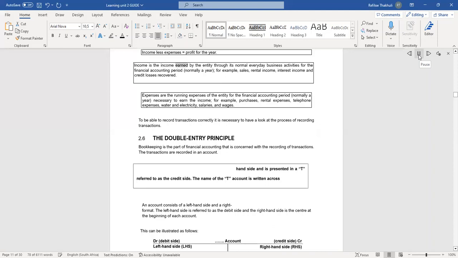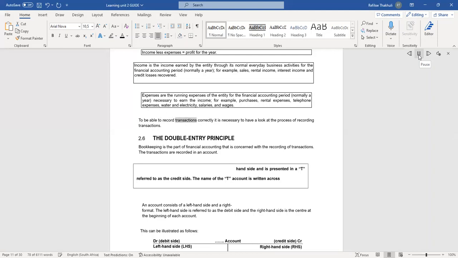Income is the income earned by the entity through its normal everyday business activities for the financial accounting period, normally a year, for example, sales, rental income, interest income, and credit losses recovered. Expenses are the running expenses of the entity for the financial accounting period, normally a year, necessary to earn the income, for example, purchases, rental expenses, telephone expenses, water and electricity, salaries, and wages.